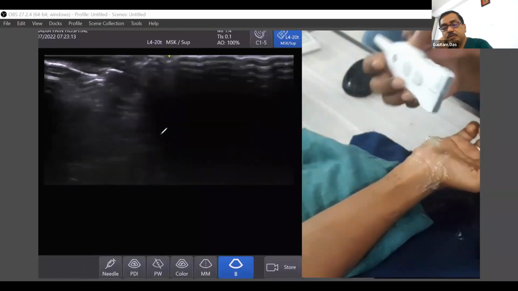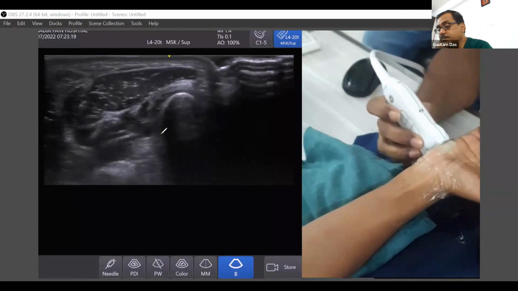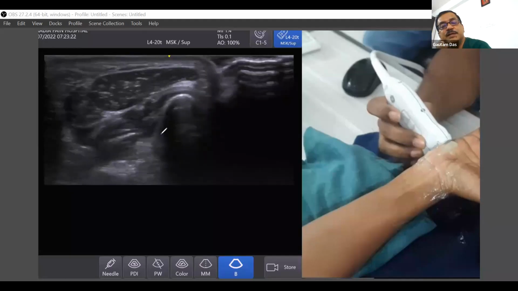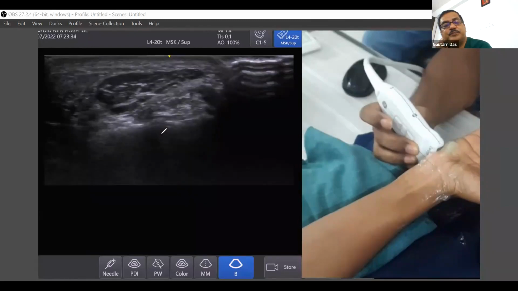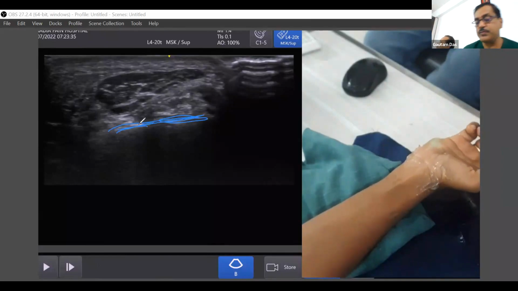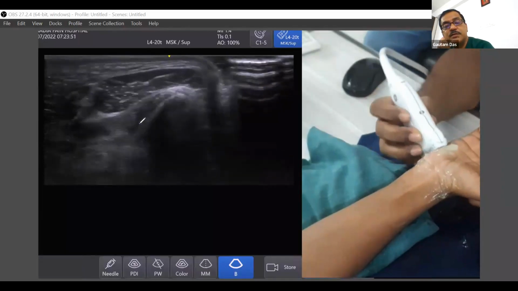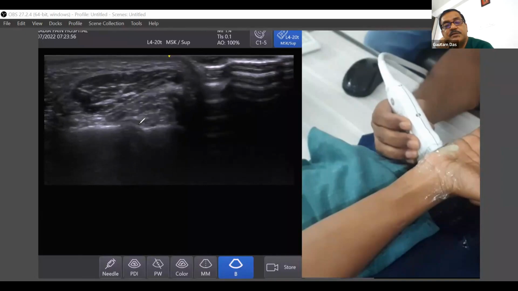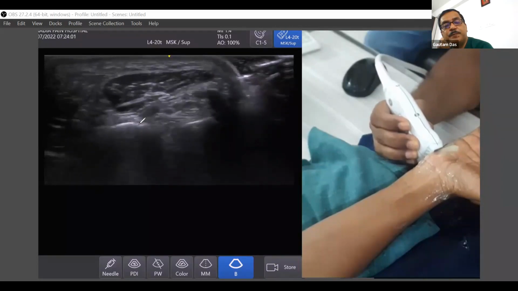Again, let me show you. Here you can see this inverted U-shaped bone is the base of the fifth metacarpal bone. And then you'll see that this bone vanishes, and one straight line appears. This bone is your hamate. This is the base and this is the hook. And if I go more proximally, again starting from here, you can see this is the hamate base and the hook.